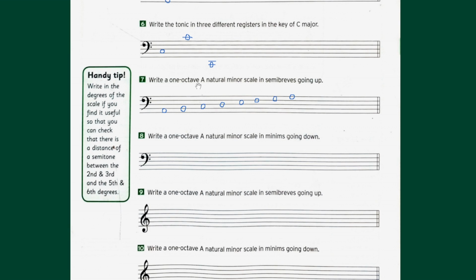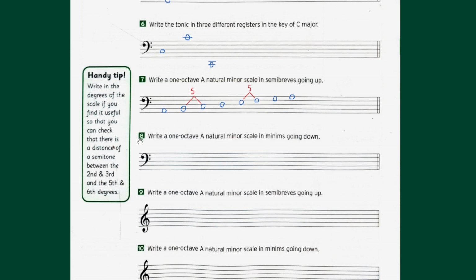Since we know that A minor and C major share the same key signature, we are not going to write any sharps or flats here. So I'm going to mark the semitones from the 2nd and the 3rd, and the 5th and 6th will always be a semitone. And let's bracket this and write an S on top, and the rest will be all tones.